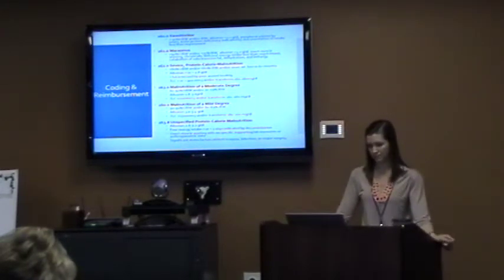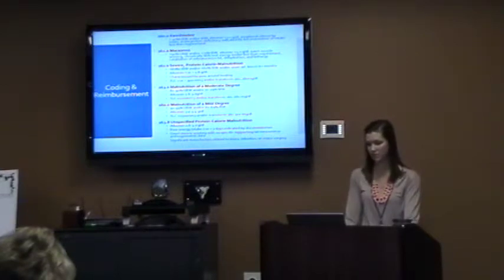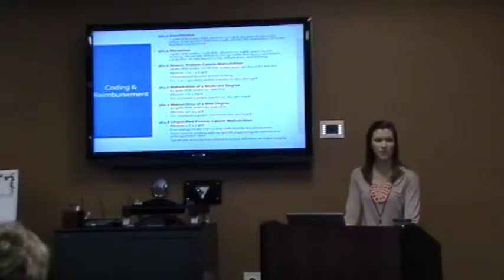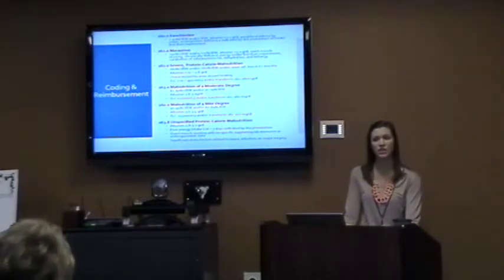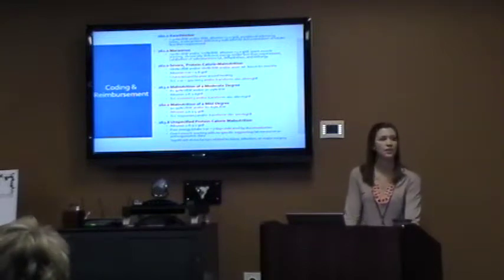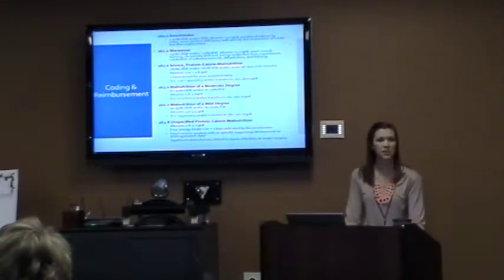So when looking into coding and reimbursement for malnutrition, there's quite a few different codes. Malnutrition is actually one of the nutrition diagnoses with the highest reimbursement rate. So the hospital often gets the most money from this nutrition diagnosis, because malnutrition leads to increased length of stay and other factors like pressure ulcers and infection, things that cost more money.